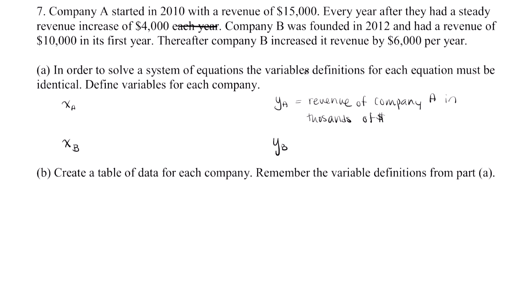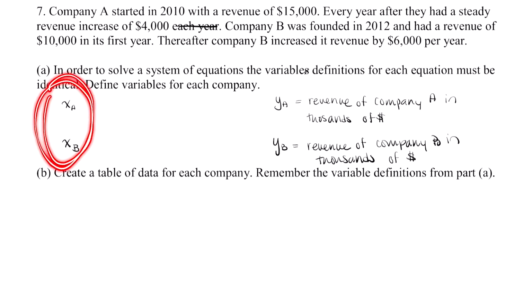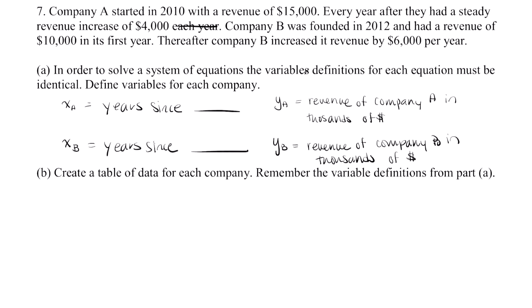Similarly, Y sub B is going to represent the revenue of Company B in thousands of dollars. Now let's talk about the independent variables, that is our X's. We have two possible years to choose from. We know both of these are going to be years since blank. Company A was founded in 2010 and Company B was founded in 2012.